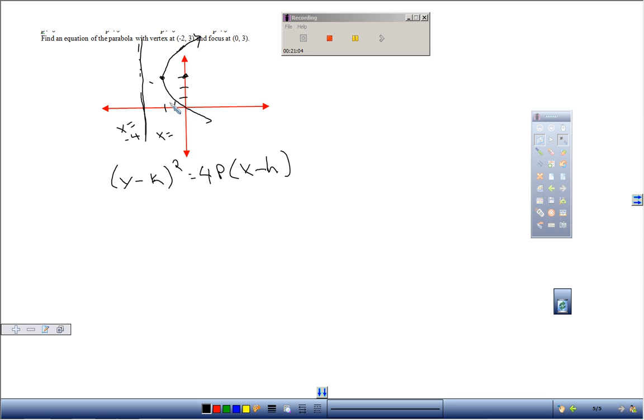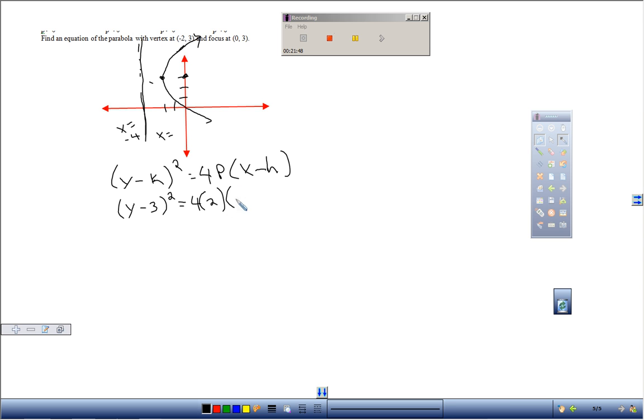In this case, k is the y coordinate of the vertex, so that would be up 3 units from there. So it's going to be y minus 3 squared equals 4 times p, where p is the distance from the vertex to the focus, or from the vertex to the directrix. So p in this case is 2, and I make that positive because it's opening to the right.